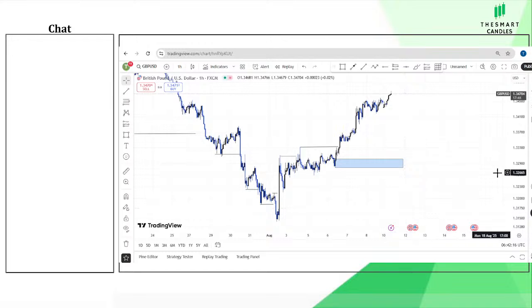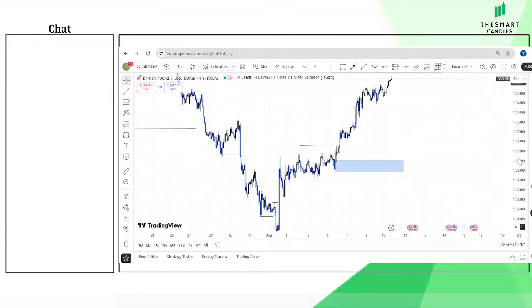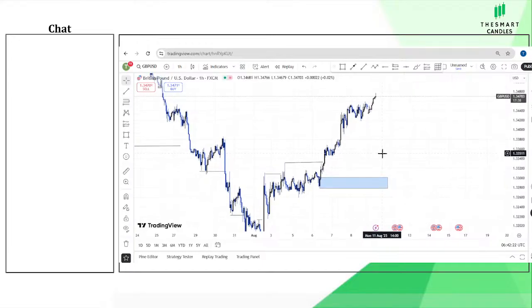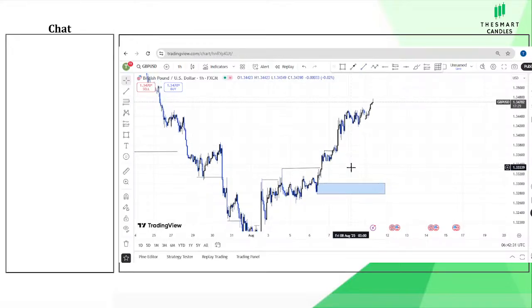So let's look at something more realistic for price to come back into. We have this break again to the upside. So what do we have again? We have this nice order block here.